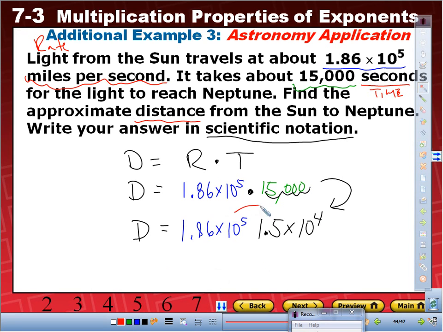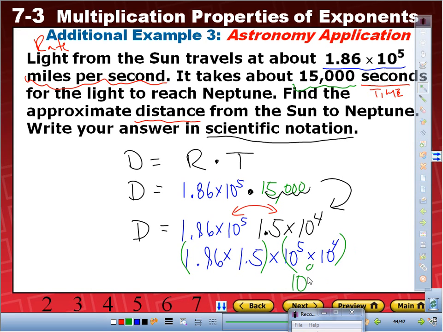Yes, you do. So then I'm going to move this one here and this one here. So therefore, this becomes 1.86 times, what goes here? 1.5 times 10 to the 5th times 10 to the 4th. Associative property, can I associate these two and these two? What is 10 to the 5th times 10 to the 4th? 10 to the 9th.